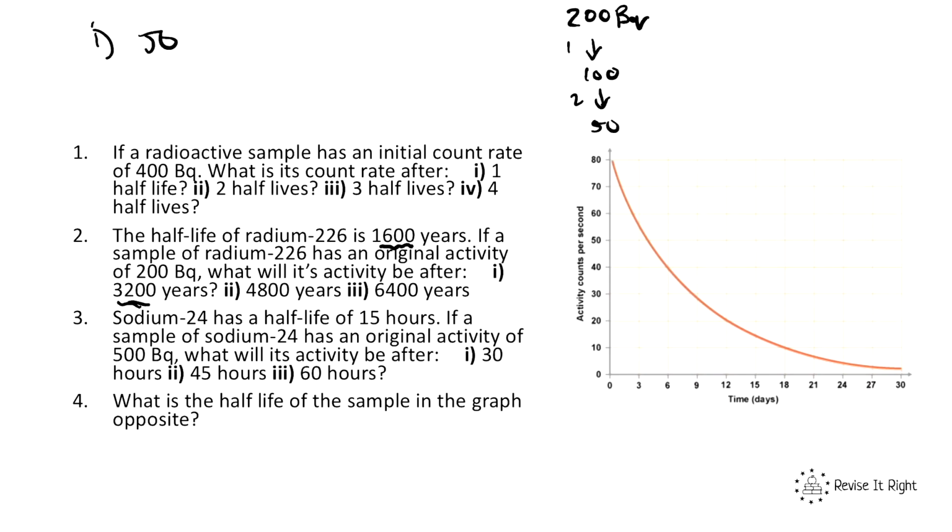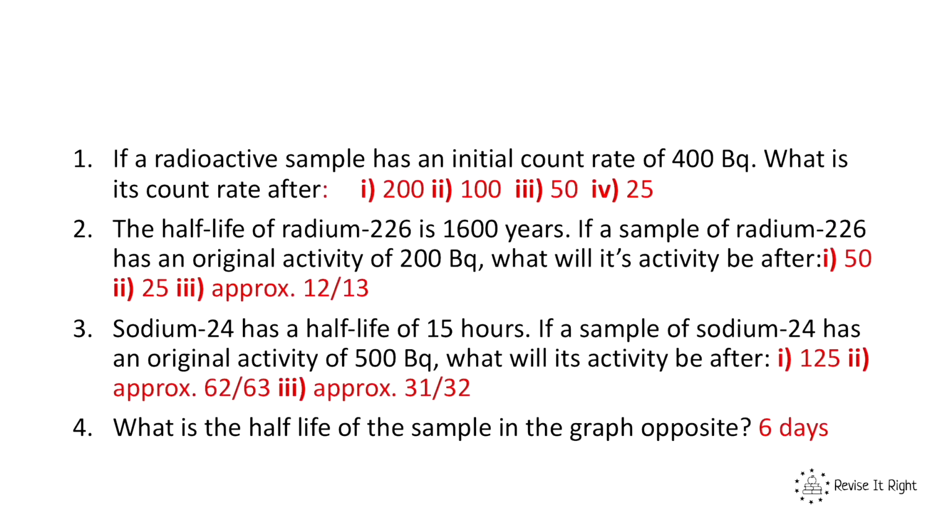And then we want to find out after 4,800 years, which is 3 half-lives. So 3 half-lives here, we've got 25. So your answer for II should be 25. And then III, after 6,400 years, so that's a 4th half-life. So down by half will be 12.5. So III will be 12.5.